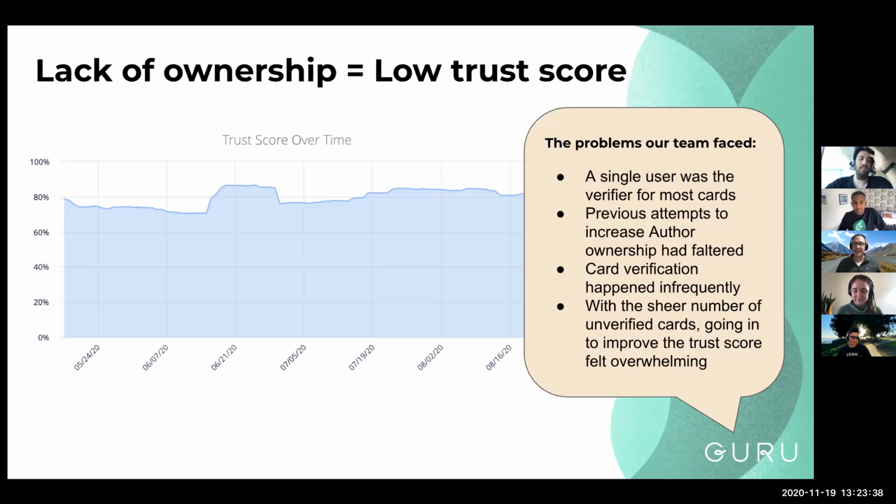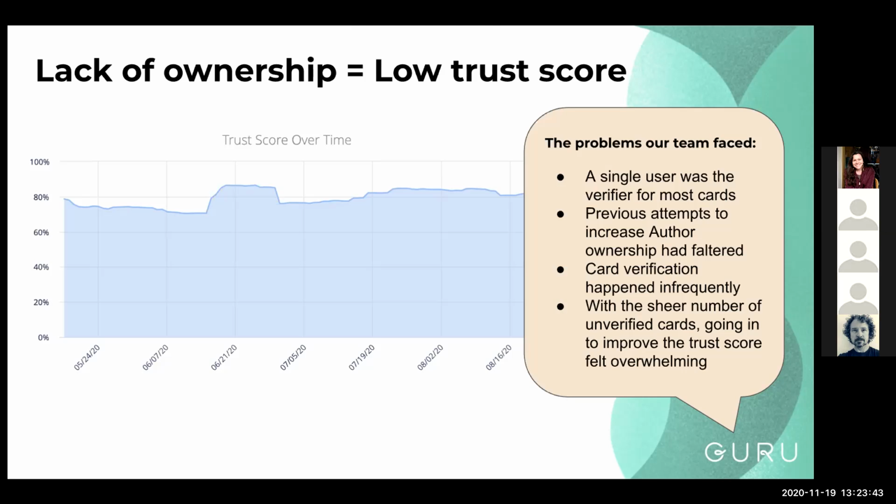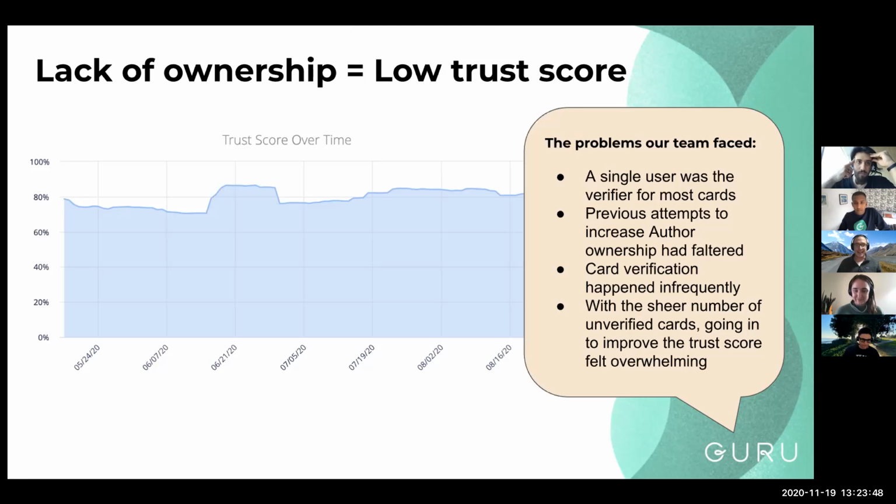We also noticed that the actual ownership of the library kind of faltered. And when card verification actually did happen, it was very infrequent. It was very much dependent on the amount of work that individual CSAs had to do and if they remembered to go in. So if you look at the chart here, our trust score hovered between 70 and 85% pretty consistently from launch. And while this isn't terrible, it really wasn't where we wanted to be.